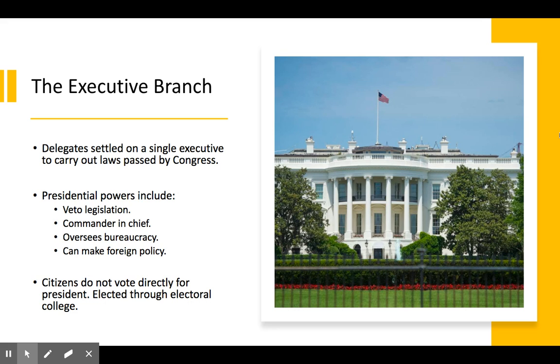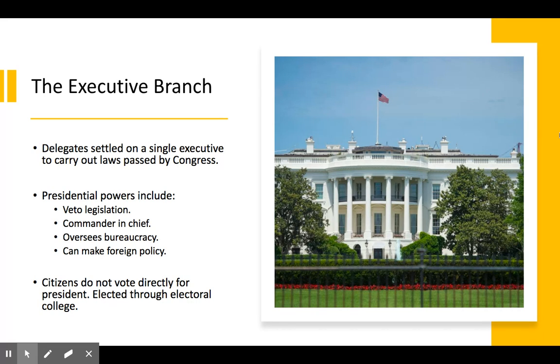The president serves as commander-in-chief of the military. He oversees the bureaucracy, and we're going to talk more about the bureaucracy and all of those agencies, but just think about those cabinet departments. So Homeland Security, Treasury, Secretary of State, things like that. He is going to oversee all of those people. And the president can also make foreign policy.